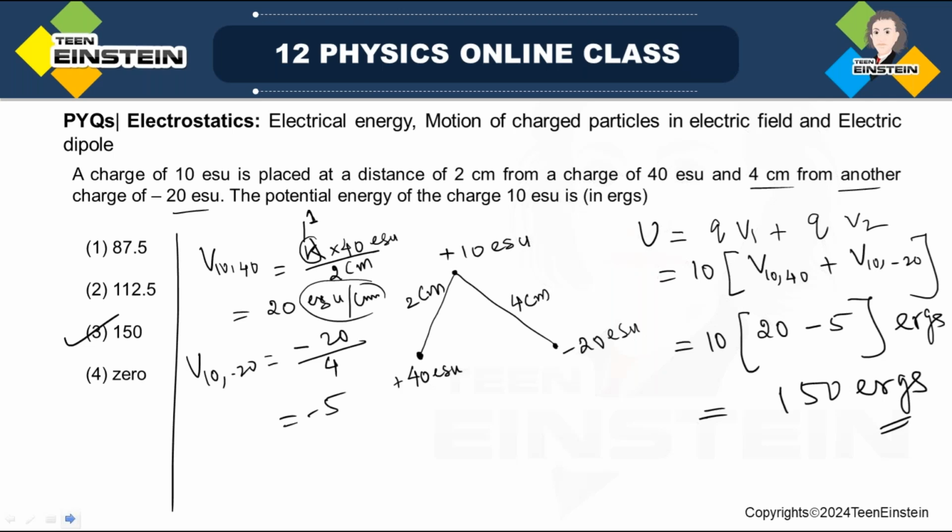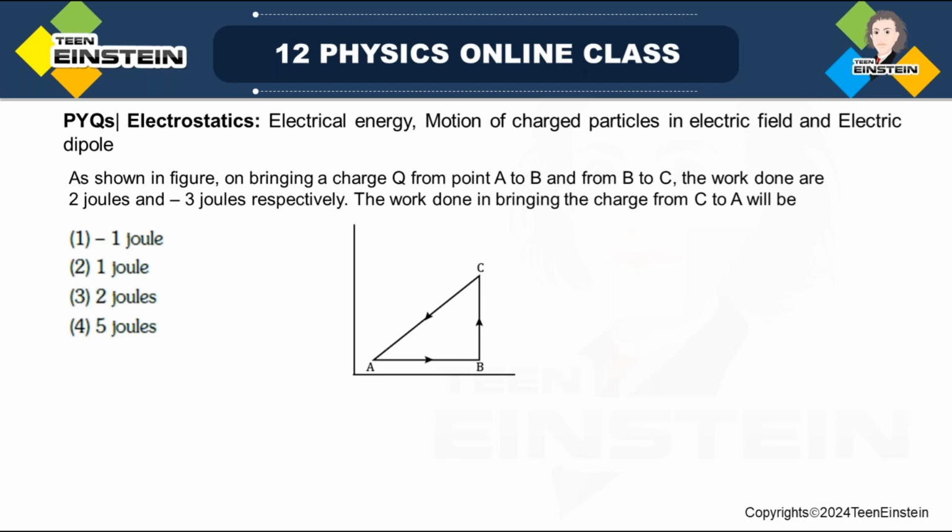Okay, so let us go to the next problem. What is this question saying? As shown in the figure, on bringing a positive charge capital Q from point A to B, and from B to C, work done are respectively 2 joules and minus 3 joules. Now you have to find out the work done in bringing the charge from C to A.